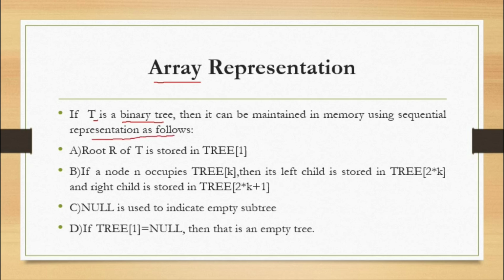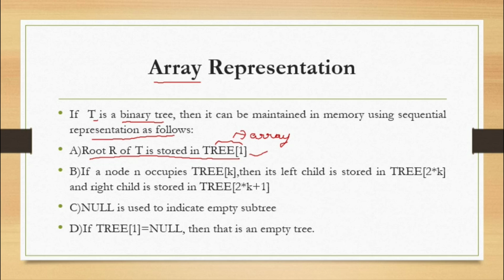So what are the first rules, or what are the steps? The root R of T is stored in TREE[1]. What is this TREE[1]? It is nothing but an array. So the root R of T, the top node, is always stored in TREE[1], that is the first location. Remember, if this is valid, then only the other points will be valid, students.